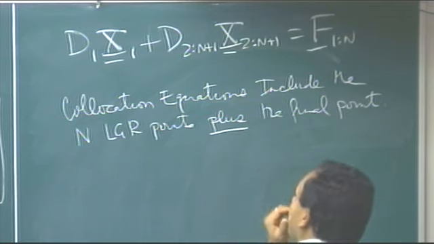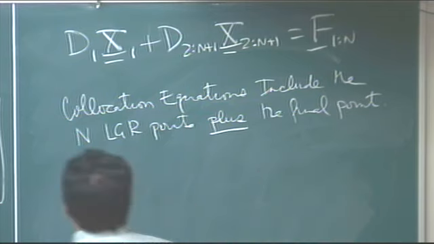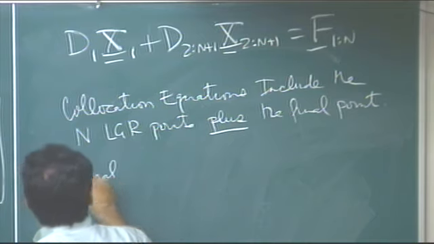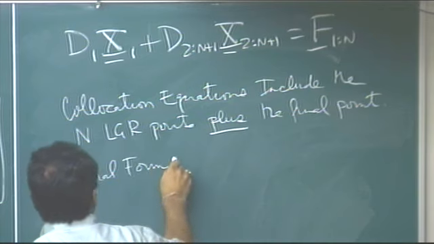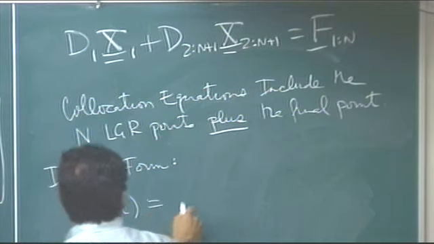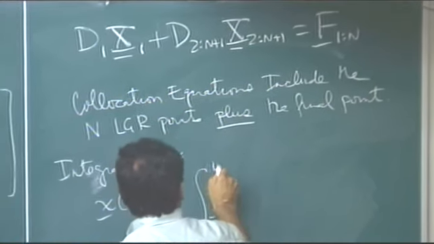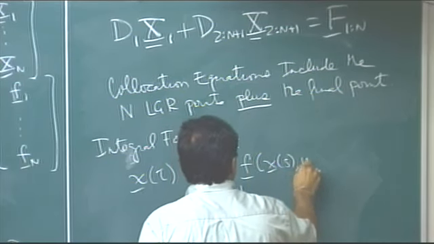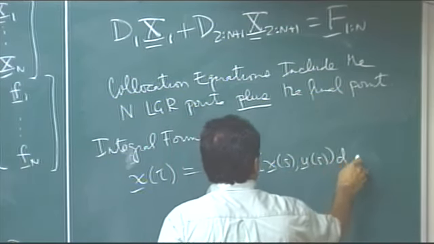Now, if we go back to the integral form, let's look at it the other way. Let's look at the integral form, because this is again a kind of strange thing. But we know that x of tau is equal to the integral from -1 to tau of f of x of s, u of s, ds, right?